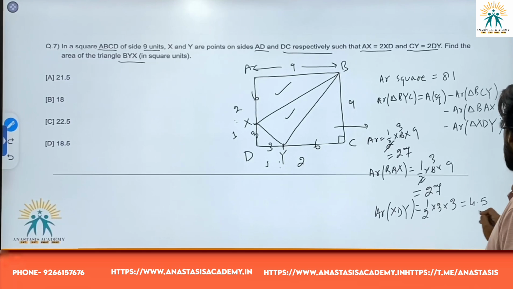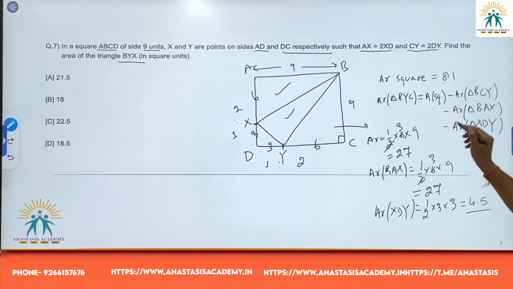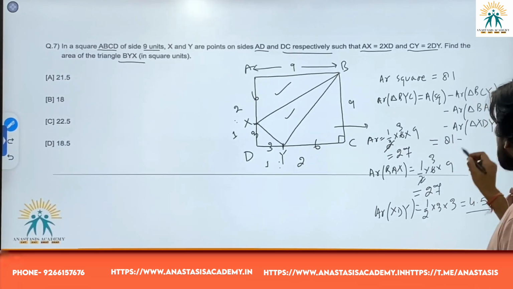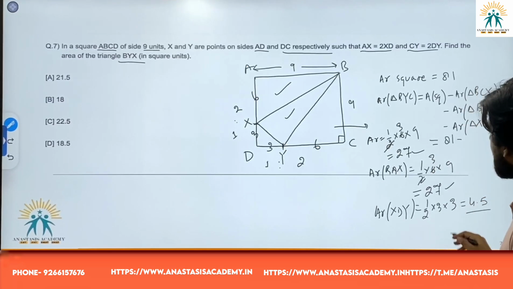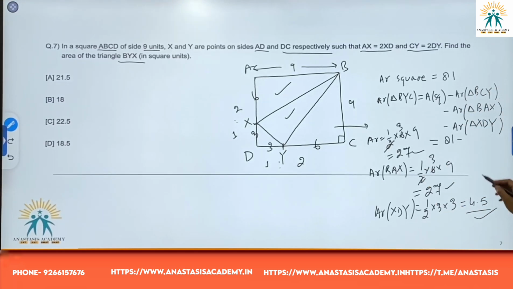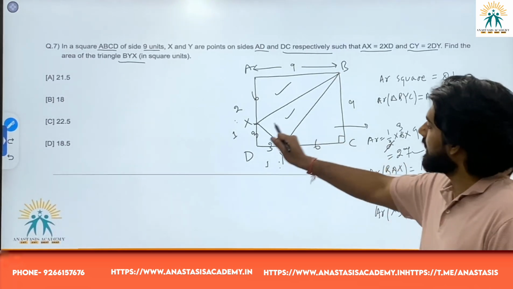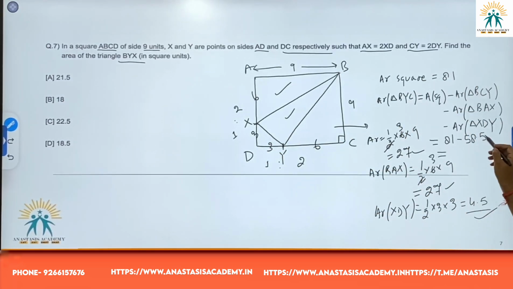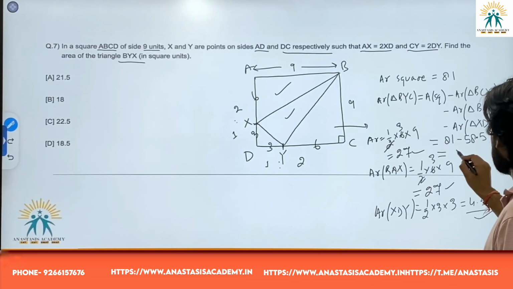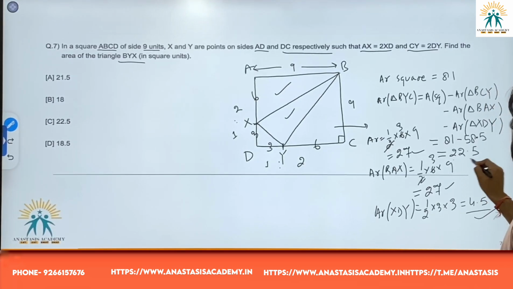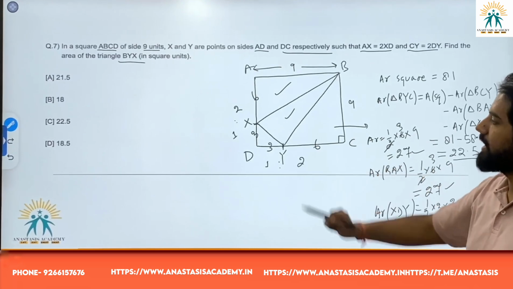So I need to subtract 27 plus 27, 54 plus 4.5, that is 58.5 from 81 to get the area of this triangle BYX. That is 81 minus 58.5, which is 22.5. So 22.5 is the area of triangle BYX. So the correct answer to this question is option C.